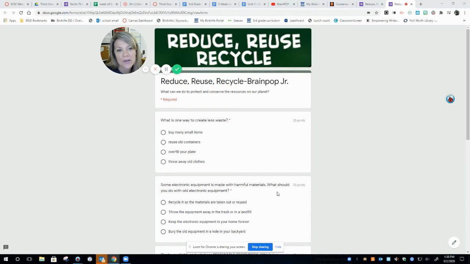Reduce, reuse, recycle. What can we do to protect and conserve the resources of our planet? What is one way to create less waste? Buy many small items, reuse old containers, overfill your plate, throw away old clothes. What is one way to create less waste?